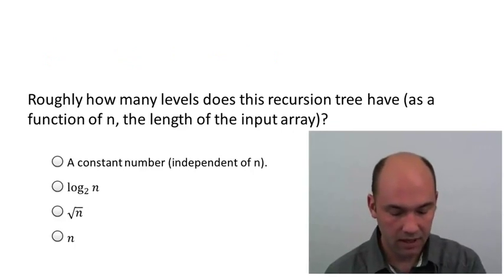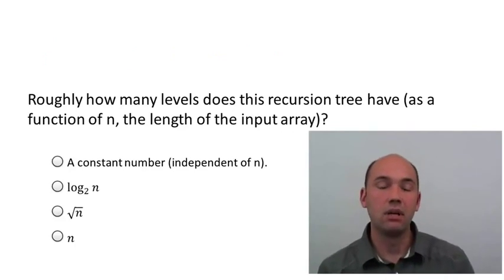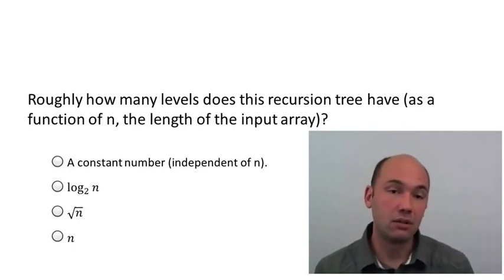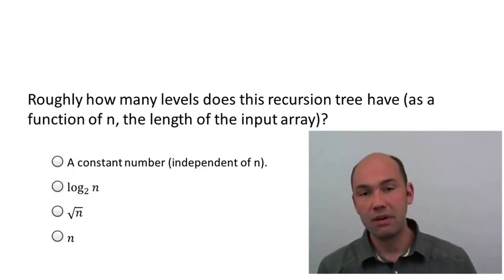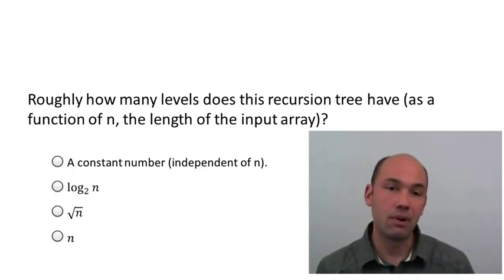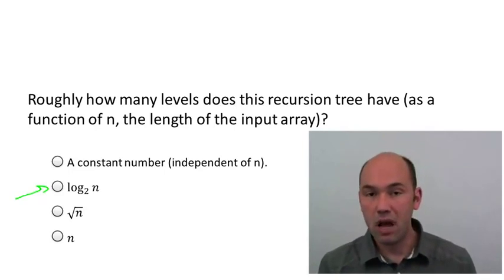Namely, the number of levels of the recursion tree is essentially logarithmic in the size of the input array. The reason is basically that the input size is being decreased by a factor 2 with each level of the recursion. If you have an input size of n at the outer level, then each of the first set of recursive calls operates on an array of size n over 2. At level 2, each array has size n over 4, and so on. Where does the recursion bottom out?